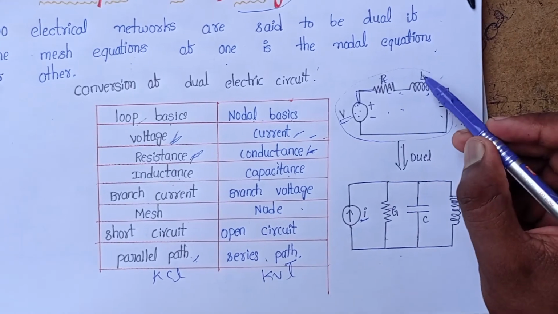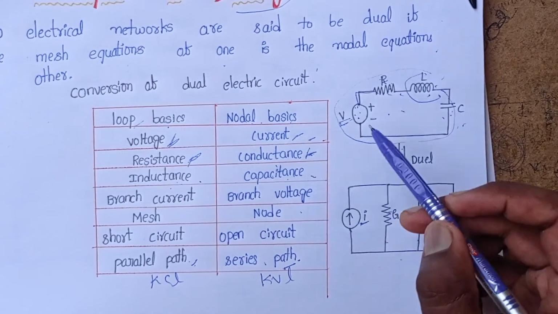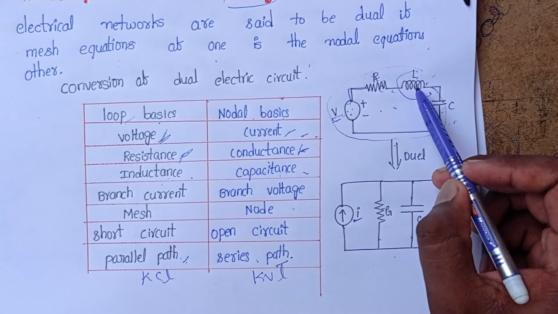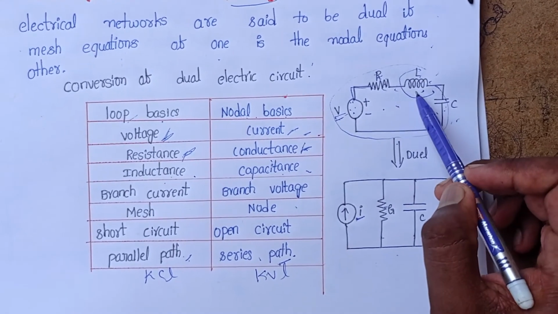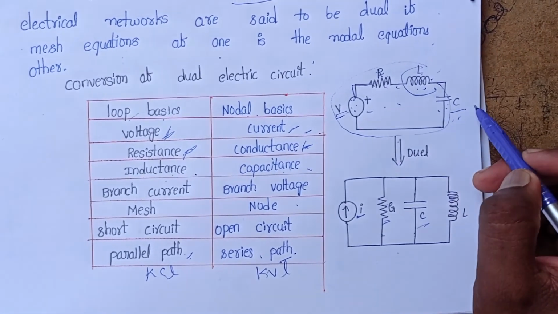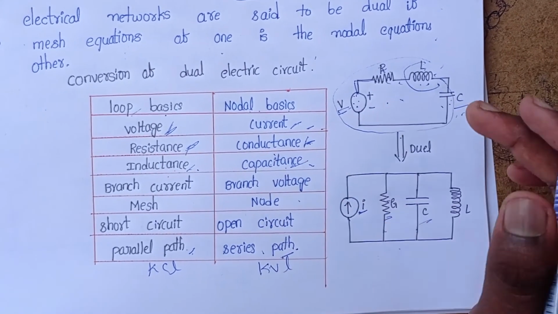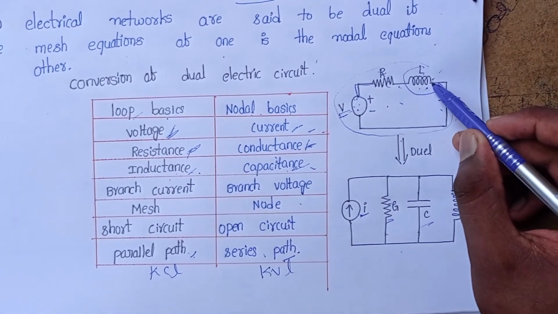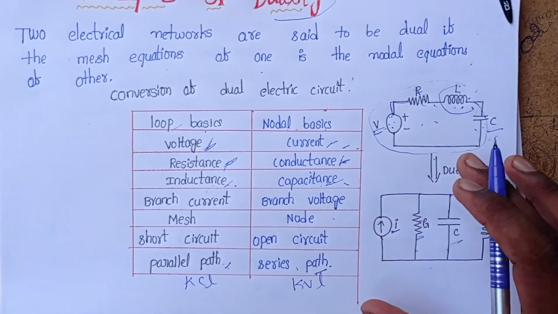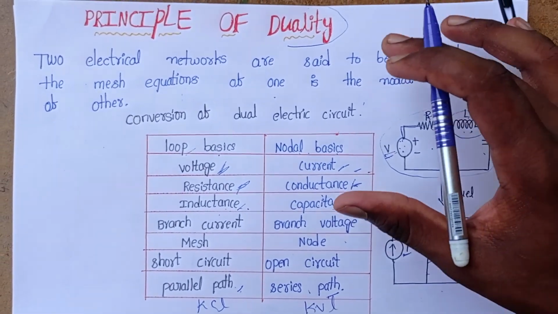Next, inductance is replaced by capacitance, and here also these two are connected in series, so in the dual network the capacitance is connected in parallel with the conductance. The last one is capacitance. Capacitance is replaced by inductance, and that's why we keep the inductance in parallel with these elements. This is how to convert one circuit into another circuit by using the duality principle.